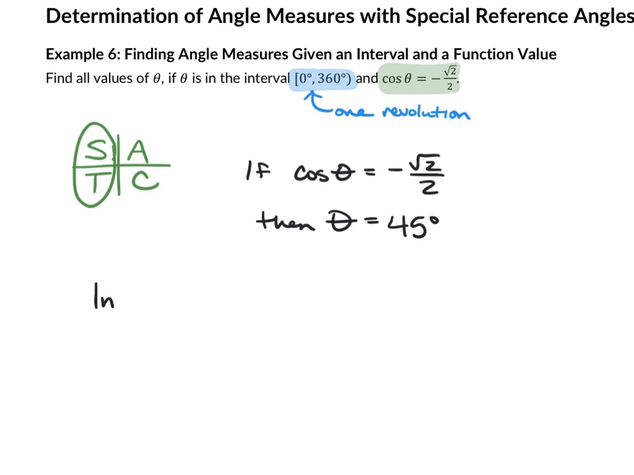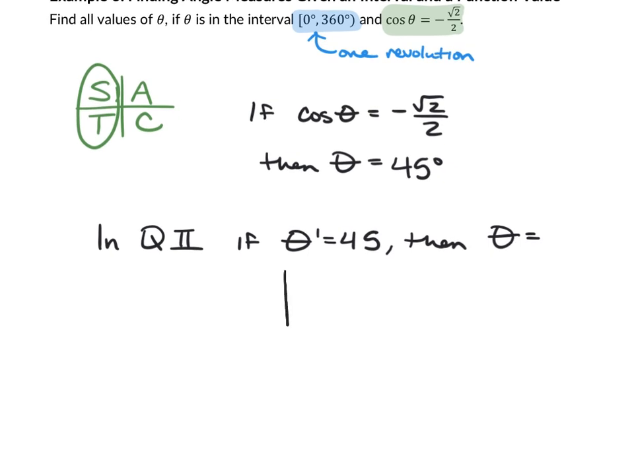So in quadrant 2, if my reference angle is 45 degrees, then what is my big angle? So what I mean by that is, if in quadrant 2, we know that this is 45, what is this? 135. So there's one answer.